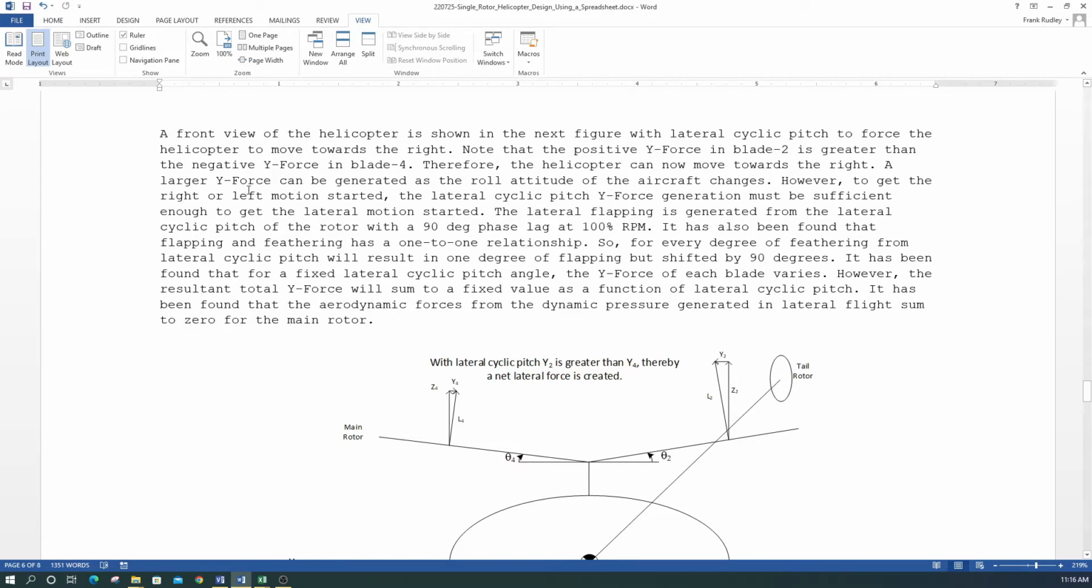A larger Y force can be generated as the roll attitude of the aircraft changes. So as we roll the aircraft from a rolling moment, that would also generate some thrust vectoring from the rotor system that would allow a bigger Y force, and that's the kind of thing we would want to study in our simulation. But for this analysis, we just want to get it started. So we need to generate Y force when there is no pitch attitude and the aircraft is level to get things started.